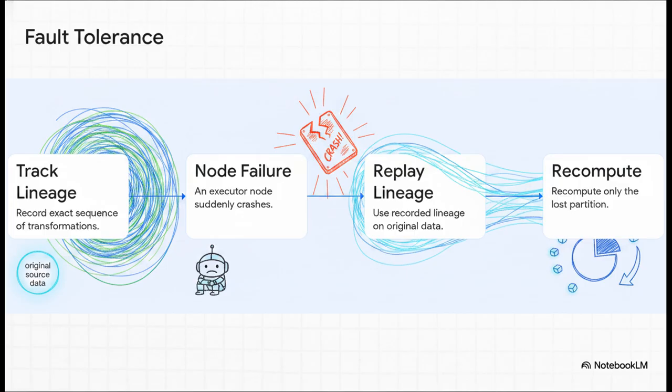So if an executor node suddenly dies, Spark doesn't need to hunt down a backup copy. It simply replays that recorded lineage from the original source data to recompute just the lost partition, completely from scratch, on a healthy executor. You literally only pay that computation cost if a failure actually happens.